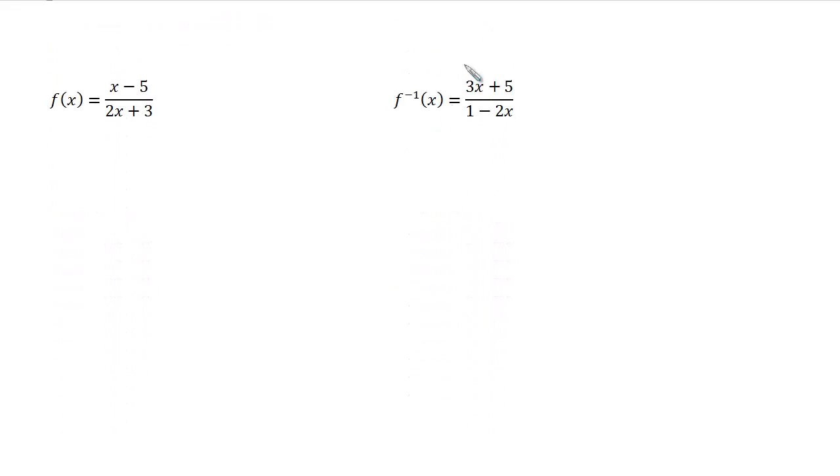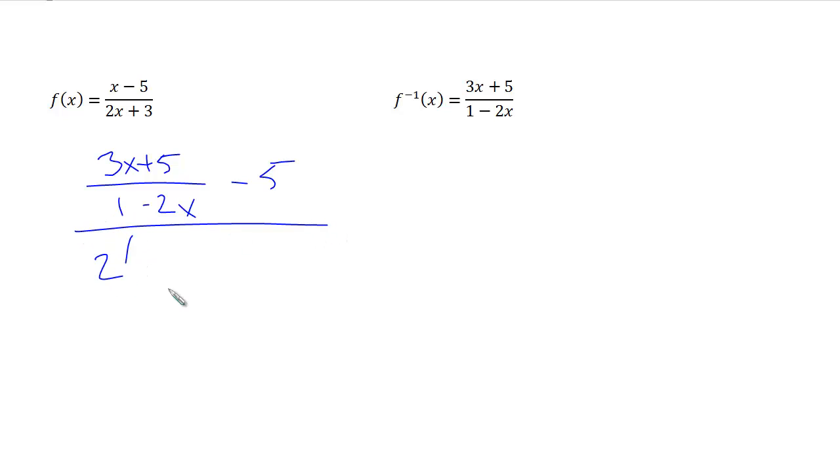Okay, so in order to verify if these are inverses, I'll take this and I'll plug it into the x values here. So I have 3x plus 5 over 1 minus 2x, that is all minus 5, over 2 times 3x plus 5 over 1 minus 2x, and all that plus 3. So now we have a little work here in order to begin to simplify this down.